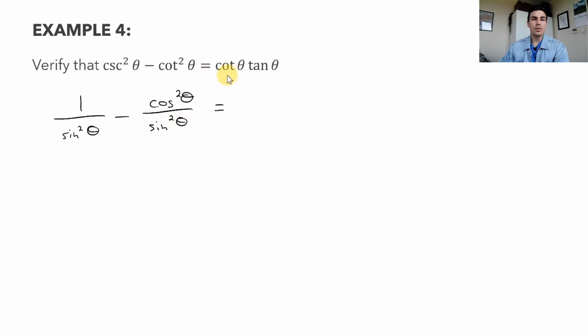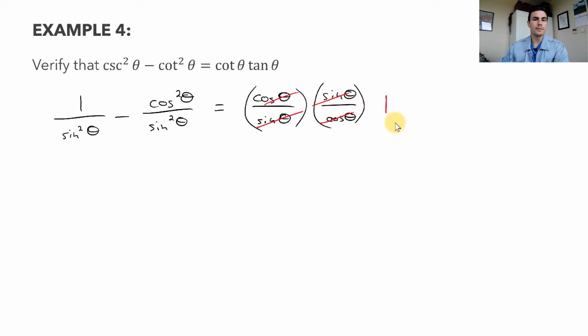Now for what we have on the right-hand side, again written in terms of cosine and sine, cotangent is cosine over sine, and tangent is sine over cosine. So can you see here that since this is multiplication, all these are going to cancel out, and this is just going to be 1 on the right-hand side.